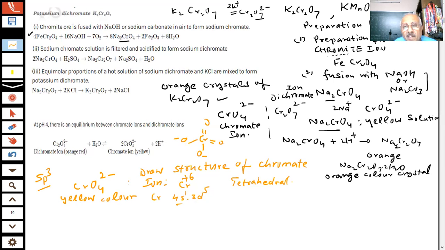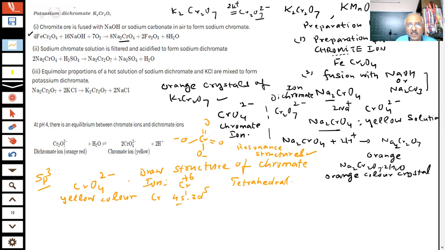But there will be resonating structures, as you can see, because these bonds can shift, student. If I fix one, you can see that the double bonds can interchange. So there will be many resonance structures. And all the chromium oxygen bonds have been found to be equal. That shows that there is resonance. There are many possible resonance structures of CrO4 2 minus.